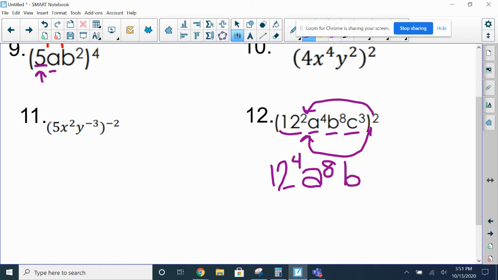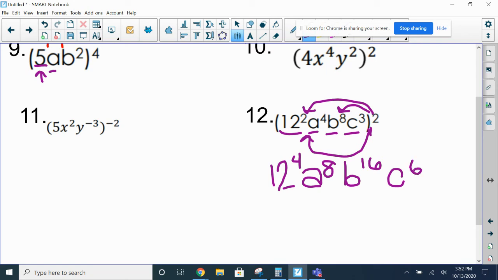And we're going to distribute it into the B. B to the power of 8 to the power of 2. So 8 times 2 is 16. And C to the power of 3, and that power of 3 to the power of 2. So side by side powers, we're multiplying. 3 times 2 is 6.